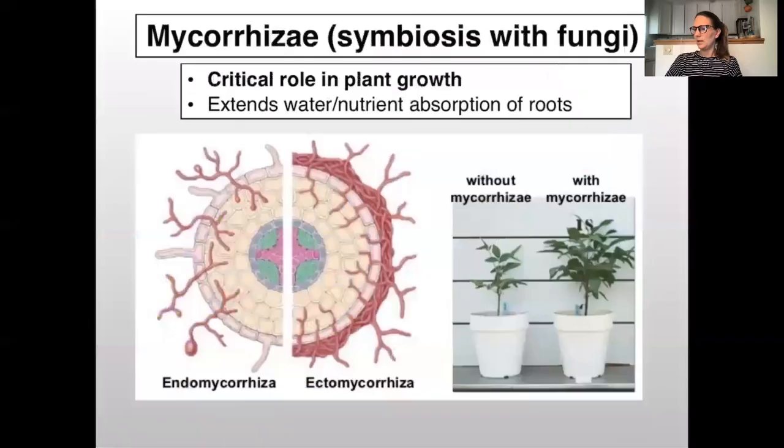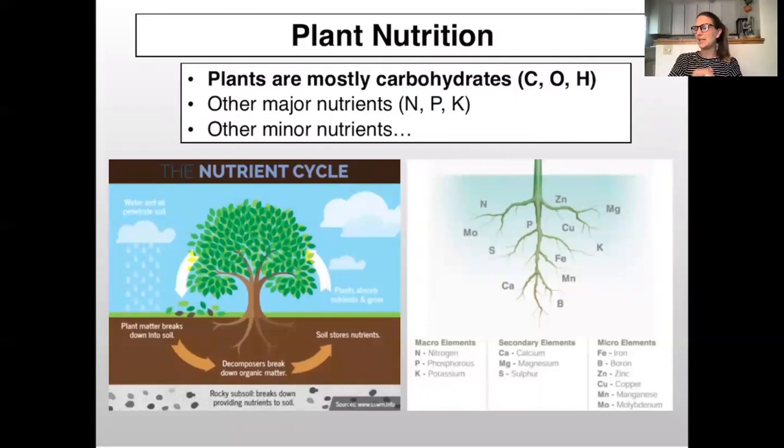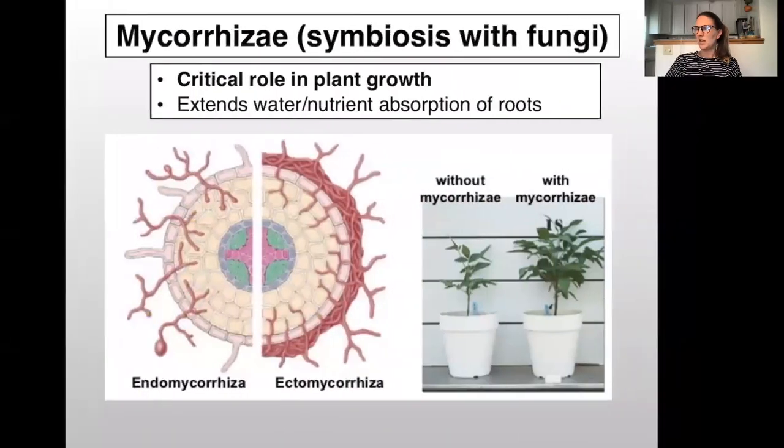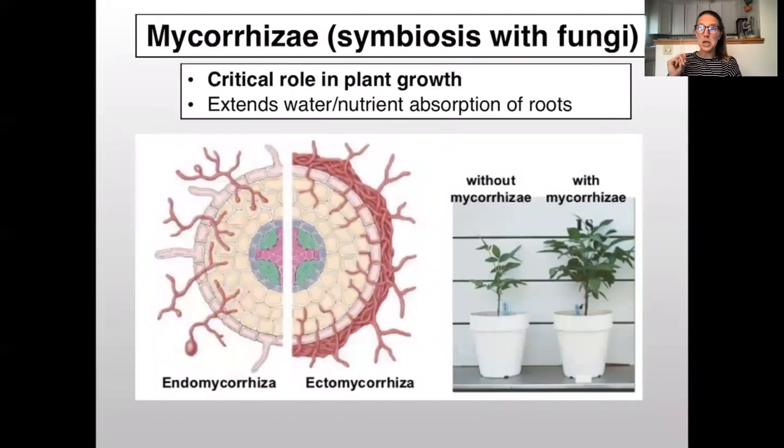Right? So this is one of the last things, plant nutrition. Plants are primarily carbohydrates, right? The C, O's, and H's. However, they need other major nutrients in the form of nitrogen, phosphorus, and potassium. And then they have a lot of other minor nutrients that you can see down here that the roots help absorb, like magnesium, zinc, copper, calcium, iron, etc. All right, and we'll talk more about nutrient cycling in the next couple of things. It's coming.